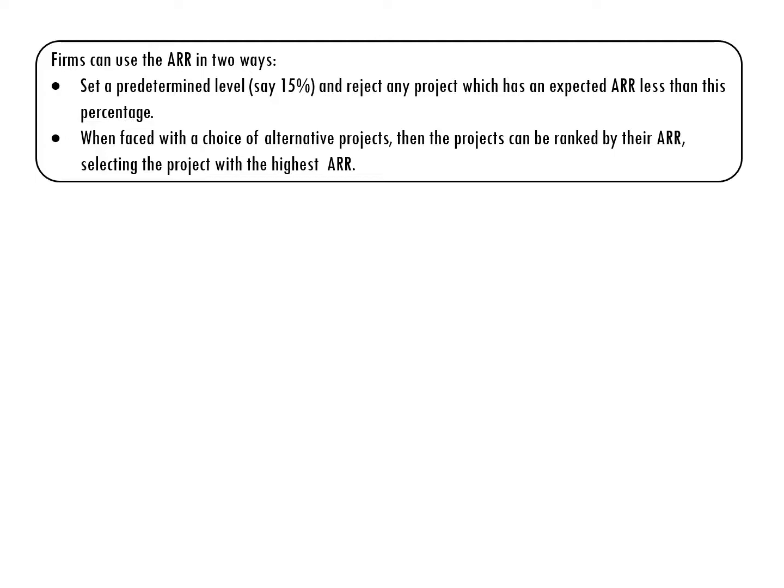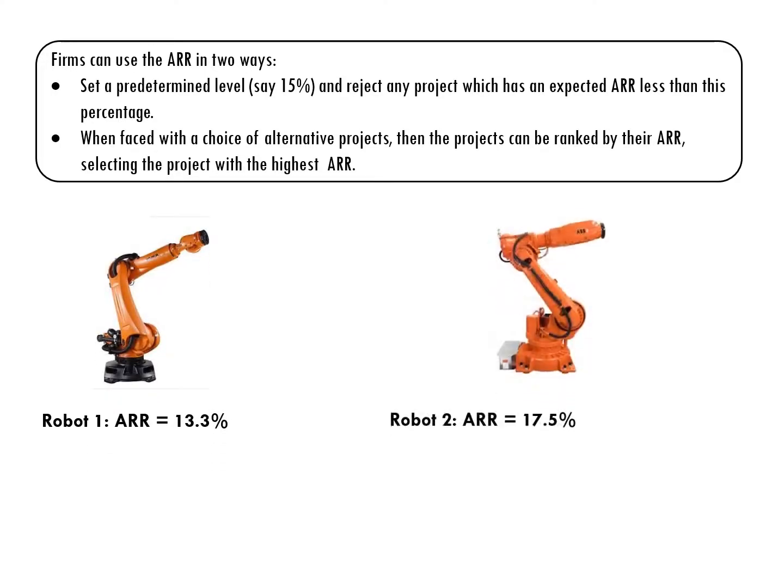Also, they can use it to make choices. So if we have a choice between 2 projects, we can rank them by their ARR and then select the project with the highest average rate of return. So in our example, the first robot had an ARR of 13.3% and the second robot had an ARR of 17.5%. For me, I'm going to have to go for robot 2 because it has a higher average rate of return.